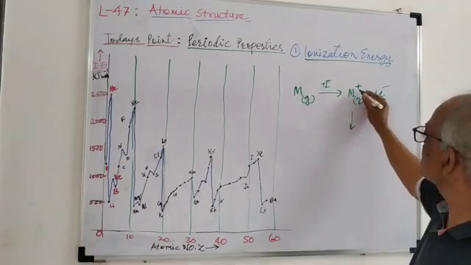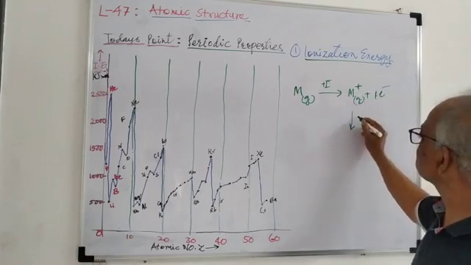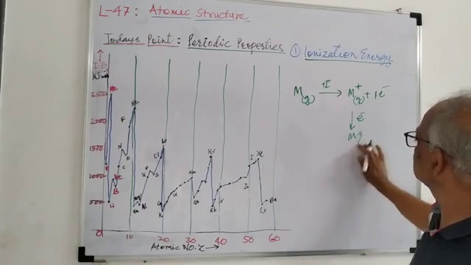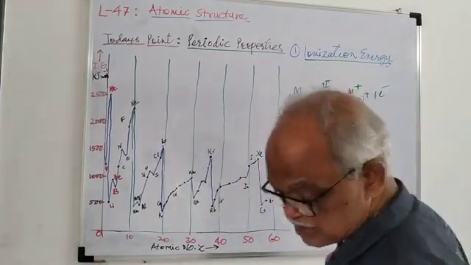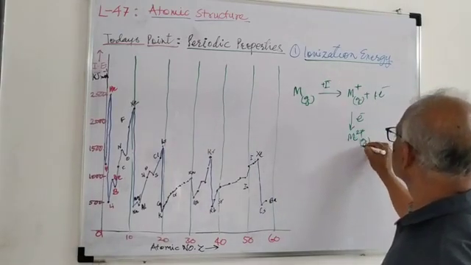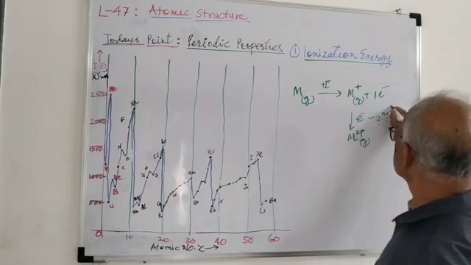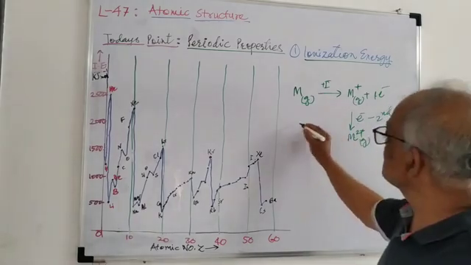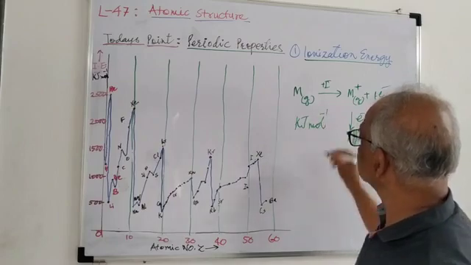Similarly, we can also remove the next electron of this ion. After removal, we get M with 2 plus charge. This is called second ionization energy. Ionization energy is measured in kilojoules per mole.